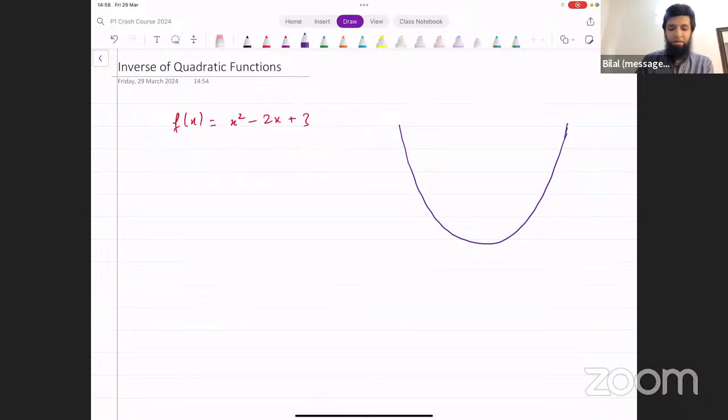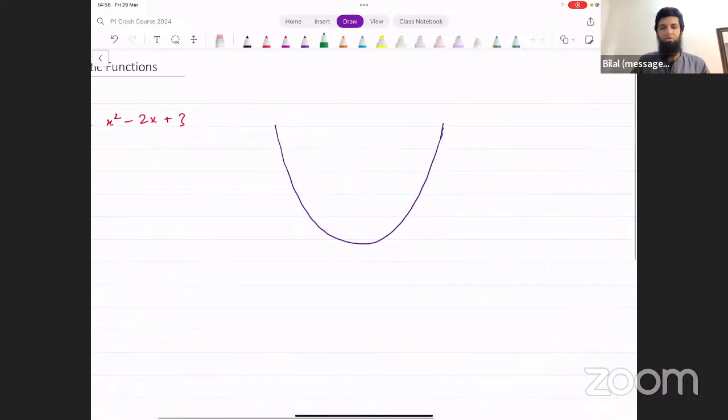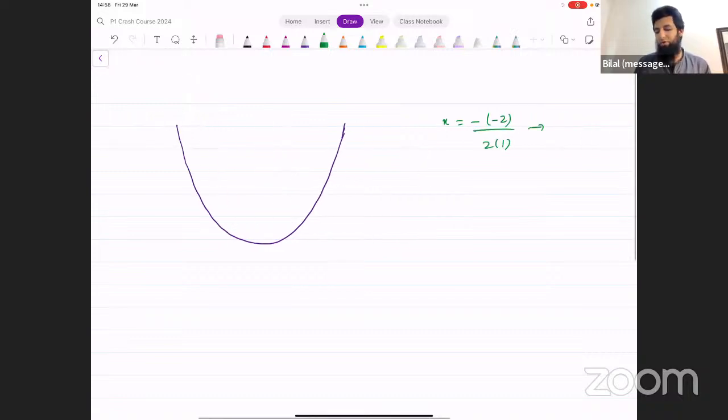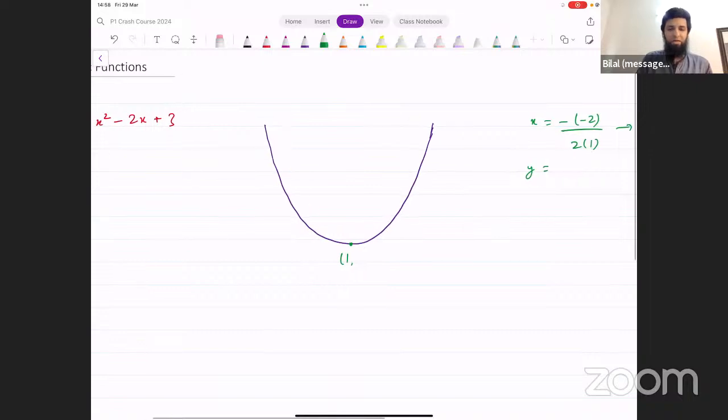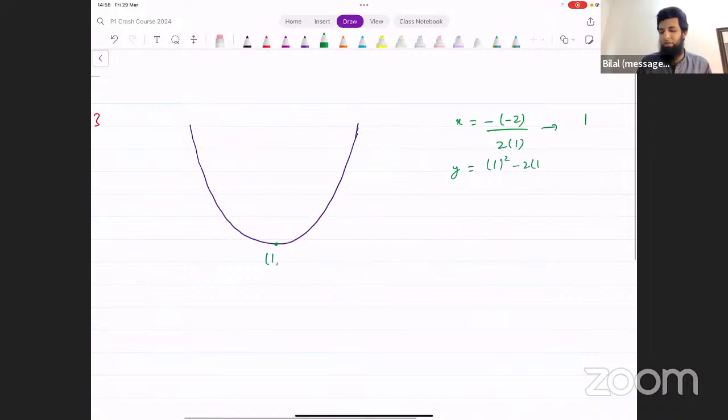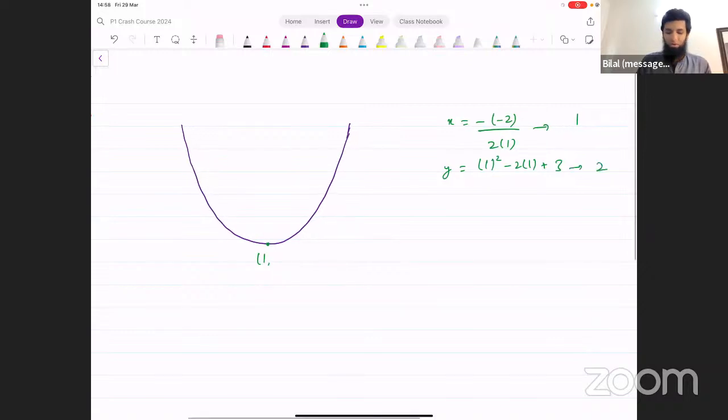If you were to find the turning point of this function, x squared minus 2x plus 3, how would you do that? You could use differentiation, minus b over 2a, completing the square, whatever you prefer. Let's say we use minus b over 2a: minus minus 2 divided by 2 times 1. That gives us 2 over 2, which is 1. The x coordinate of the turning point is 1. What about the corresponding y coordinate? Put this back in the function: 1 squared minus 2 plus 3, and that's going to give us 2. So the turning point of this function is (1, 2).